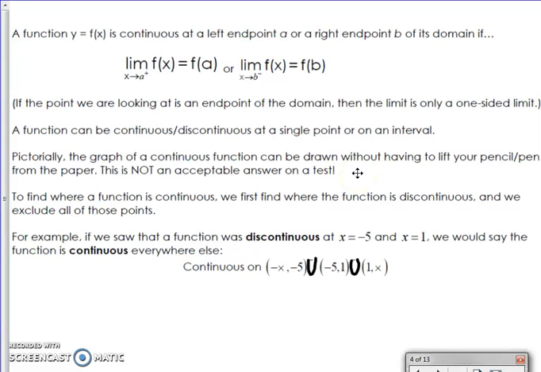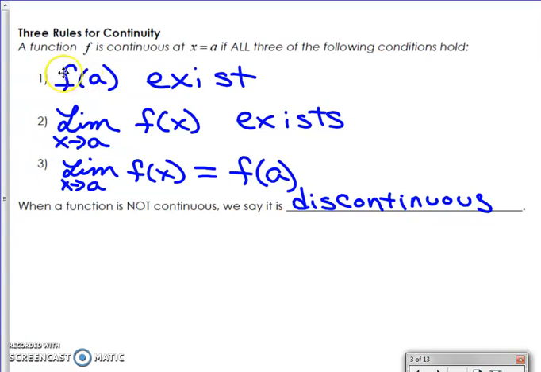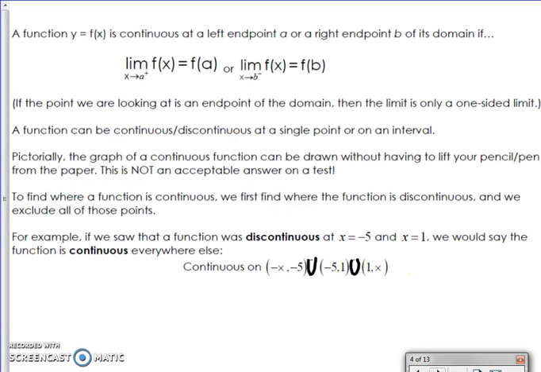So on a test, if you're asked to prove if something is continuous, you're going to go back to these 3 rules. First, you need to show that f of a exists. You need to show that the limit exists. Then you need to conclude that those 2 things are equal to each other. That's how you get your credit on the test.